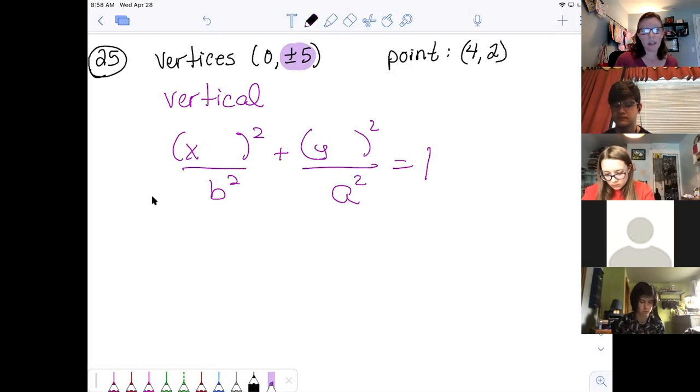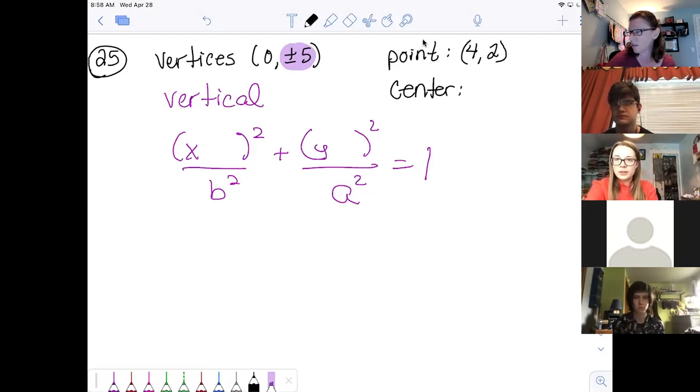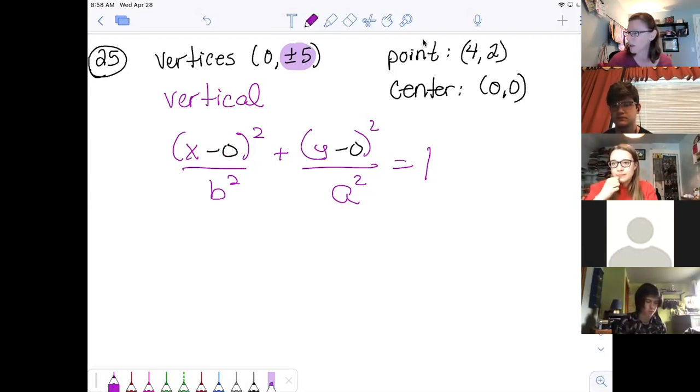So if the vertices are at 0 and positive or negative 5, Jenny, what's the center of this graph? It would be at 0, 0. Yeah, the center is at 0, 0. So technically x minus 0, y minus 0. And then Jenny, if the center is at 0, 0, and the vertices are up at 5 or down at 5, the A value would be? 5. Yeah, the A value is 5.